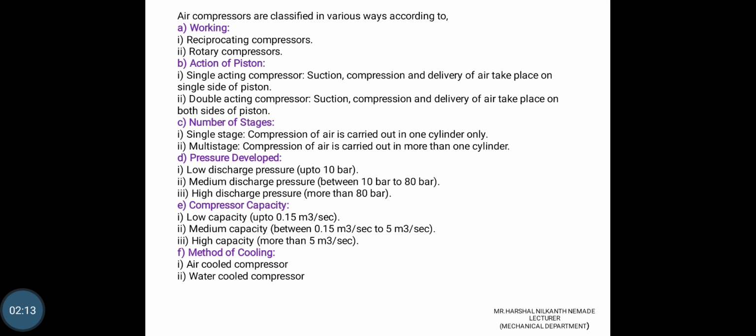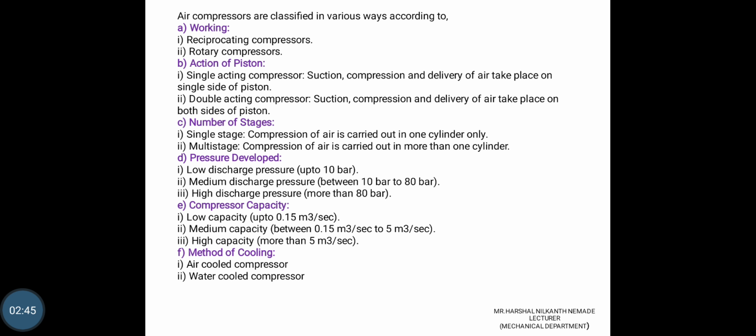Air compressors are classified in various ways according to working: reciprocating compressor and rotary compressor. Action of piston: in a single acting compressor, suction, compression and delivery of the air take place on a single side of the piston. In double acting, they take place on both sides of the piston. Number of stages: in single stage, compression of air is carried out in one cylinder. In multi-stage, compression is carried out in more than one cylinder.